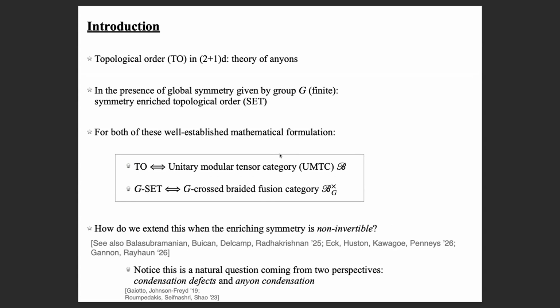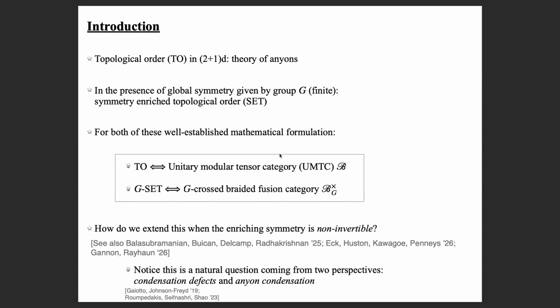And the setting is topological order in 2+1 dimensions, so a theory of topological line defects called anyons. And it's well known that in the presence of a global symmetry given by a group G, which I will assume to be finite in this talk, then we can speak about symmetry enriched topological order.